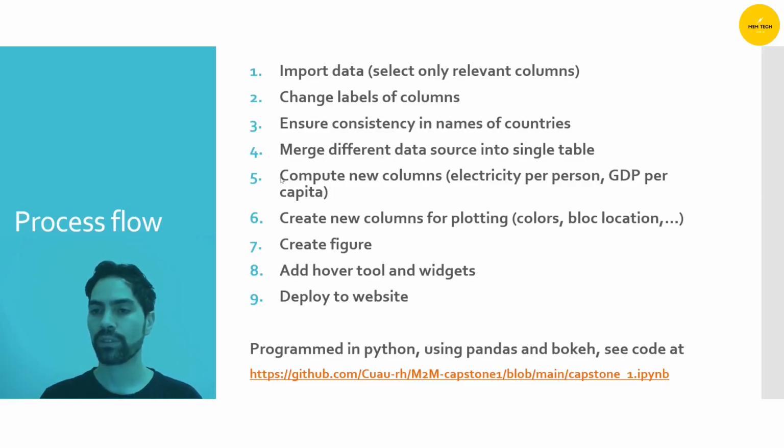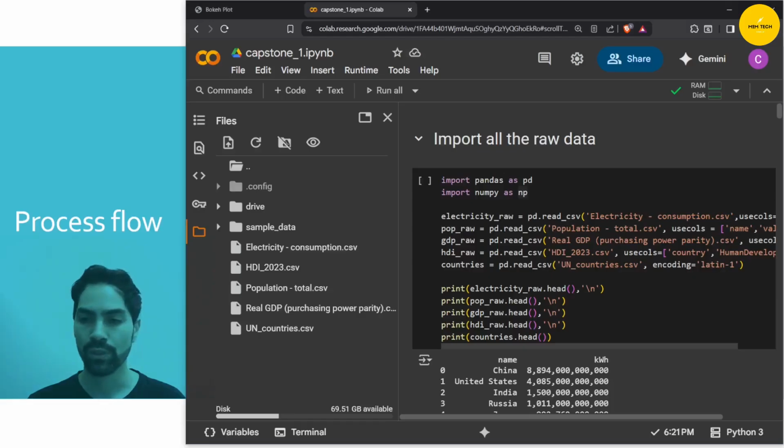Then I computed new quantities like the electricity consumption per person and the GDP per capita. And then I also had to create new columns with the data for plotting, like the colors of the bars or the location of the blocks, etc. After that, I was able to create the figure. Then I added the hover tools and the widgets, and finally I deployed it to a website. So let me show you how this looks in the Jupyter notebook that I used.